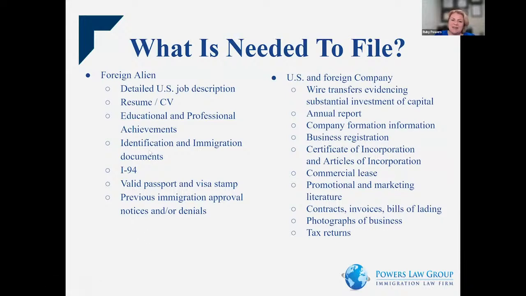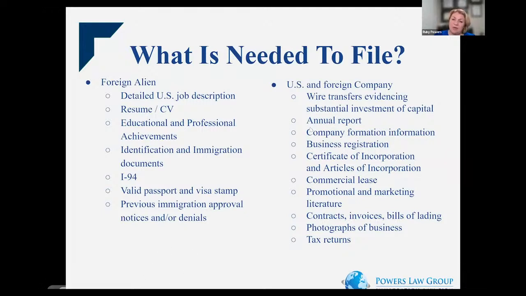So some of the things needed: detailed job description, resume, professional achievements, because you also want to establish that the primary E2 holder has experience or has transferable skills to be successful in this business venture. You also want to show a lot of the certificate of incorporation, commercial lease, things like that, contracts, proposed clients or customers. You really want to show the success, and in many cases, you want to have a business plan as well.